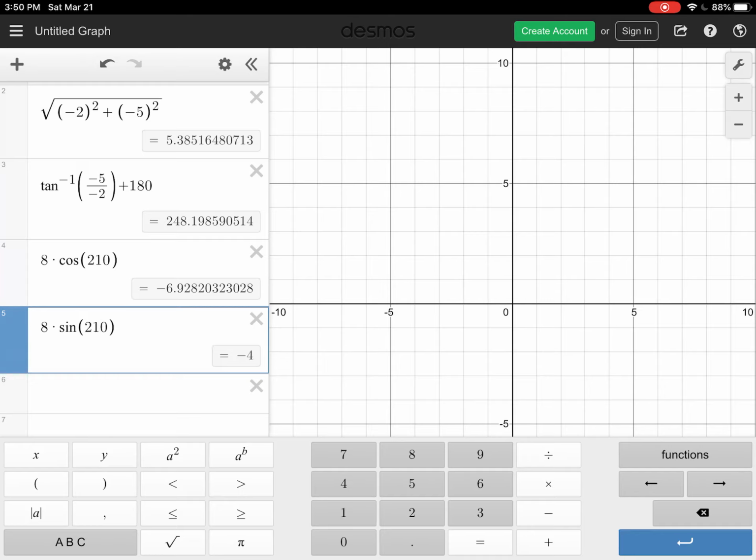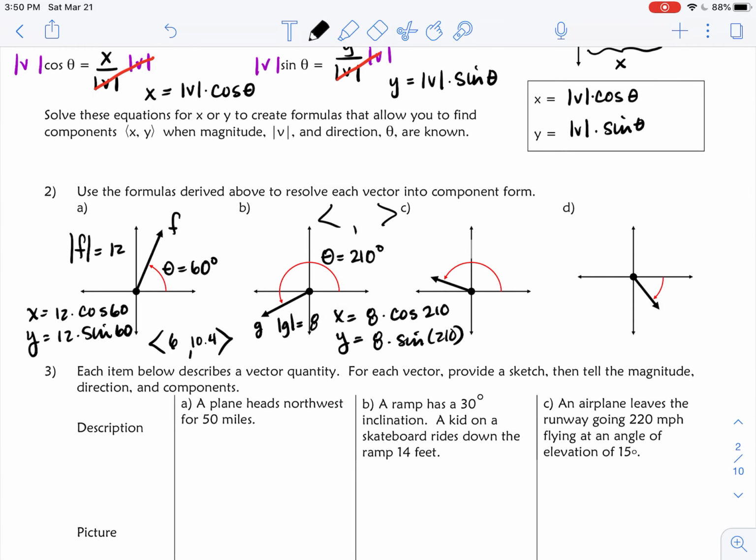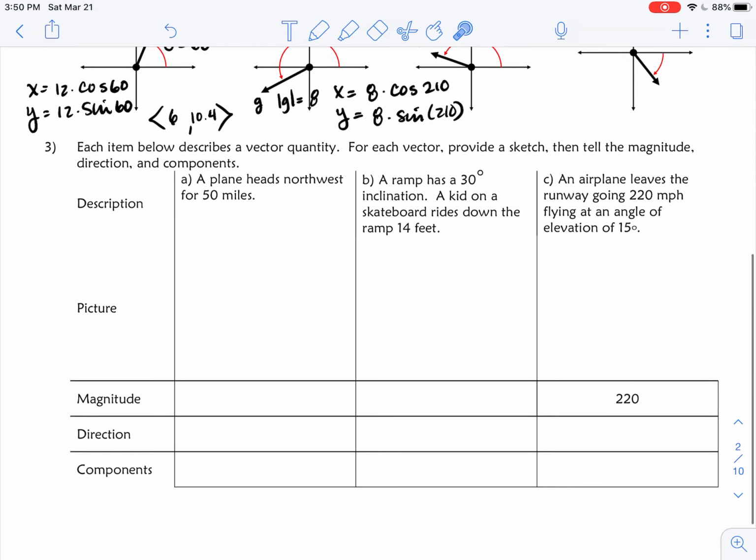Okay, so what we can see is that the horizontal component is about negative 6.9 and the vertical component is negative 4. Let's just make sure that makes sense. From the tail to the tip, we're moving about 7 units to the left and about 4 units down. And so that makes sense. All right, we're going to move on.